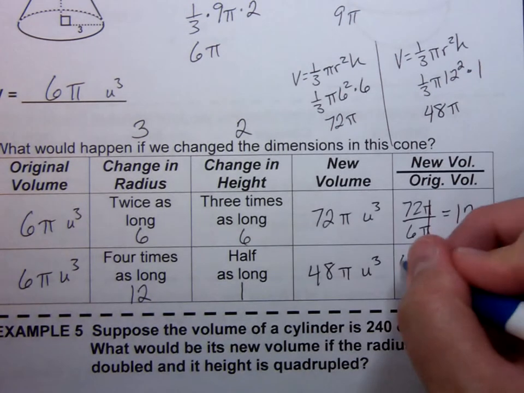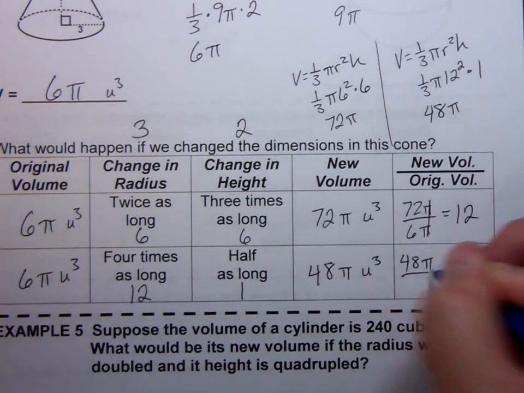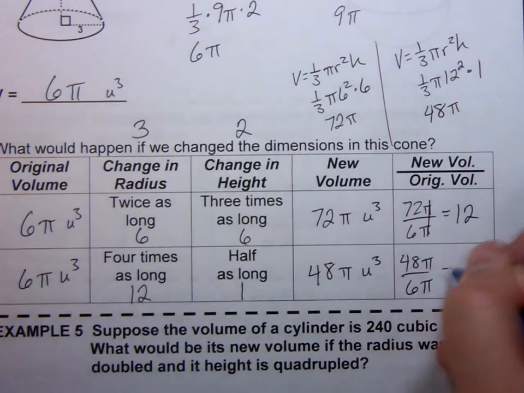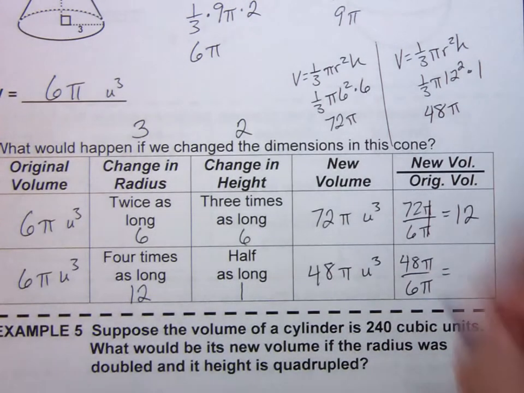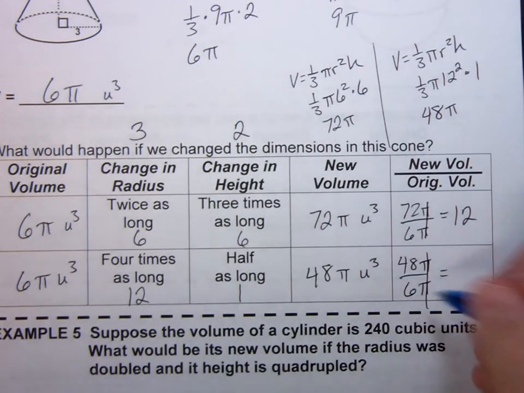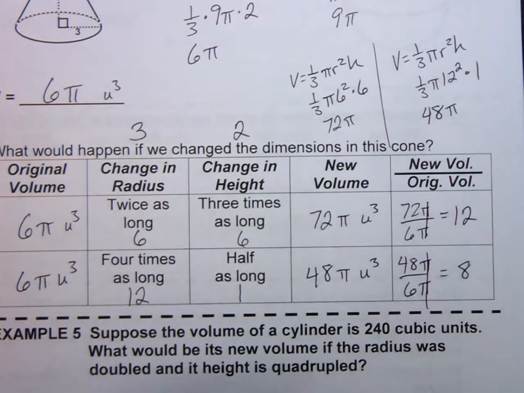So take the new volume, divide by the original volume, and we'll find out how many times larger it is. Again, remember, pi divided by pi, those cancel. 48 divided by 6 is 8. So we made the volume 8 times larger.